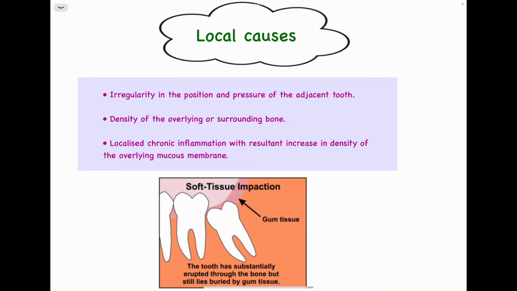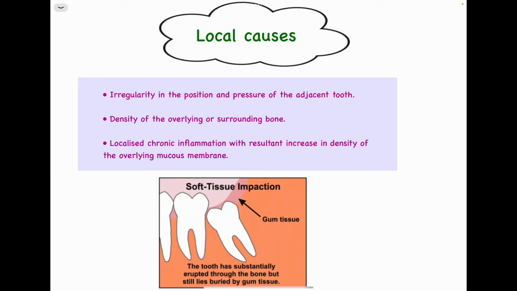Our second cause is density of the overlying bone or the surrounding bone. Now definitely we know that calcium is an important mineral which has a key role in eruption of the tooth, right? So whenever there is increase in the density of the overlying bone or the surrounding alveolar bone, there is increase in the amount of mineralization of the bone, and the tooth is unable to come across that bone because it does not have enough pressure, right?